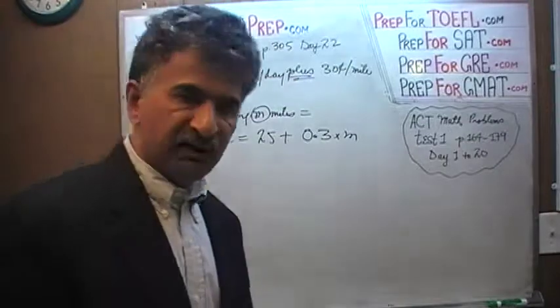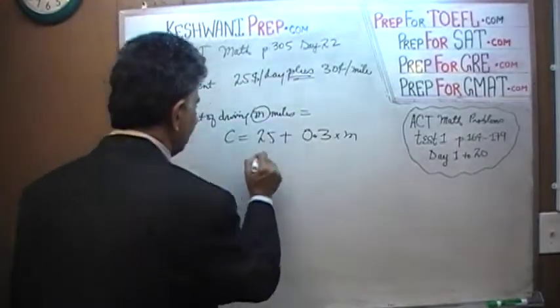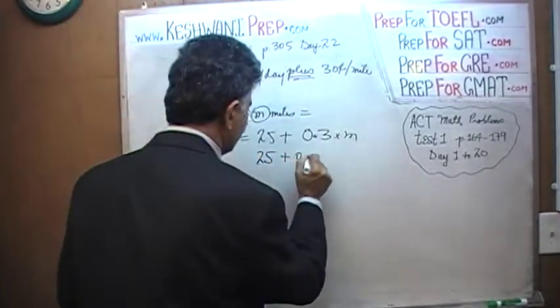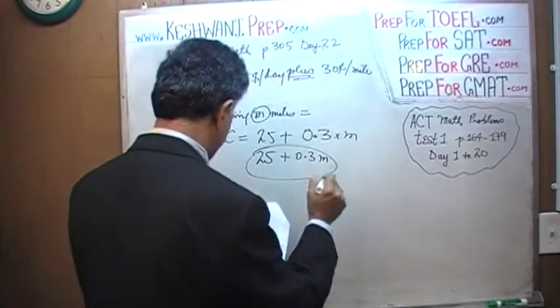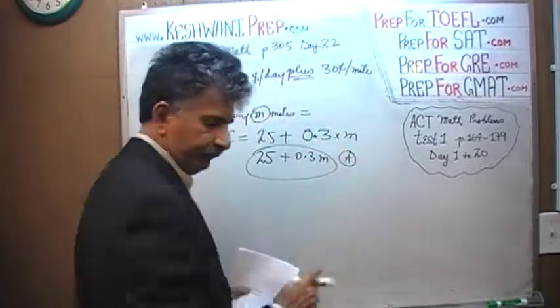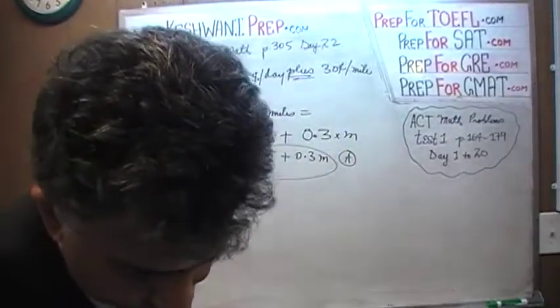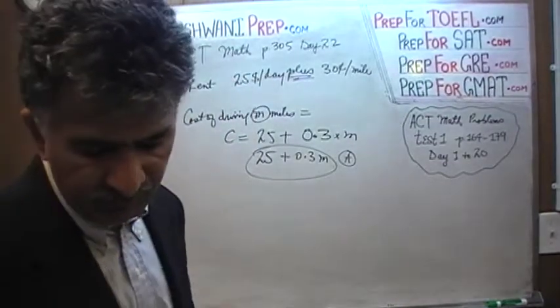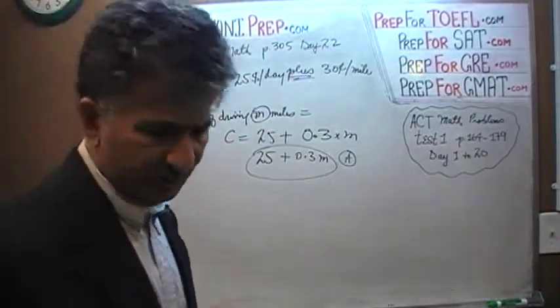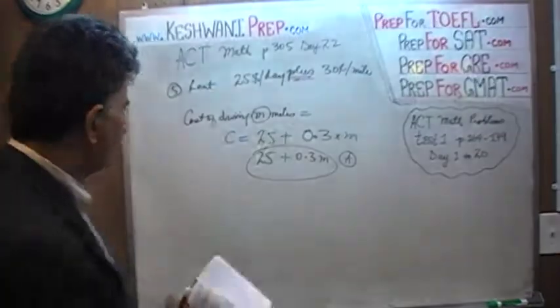It's 25 plus 0.3 m. And that's answer choice A. That's your very first answer. Well, they don't say 25 plus 0.3 m, but you get the idea. The answer is A. Number 2.